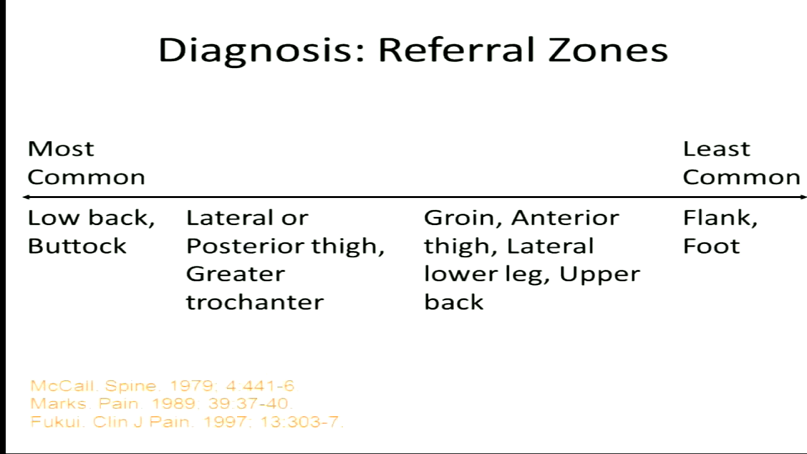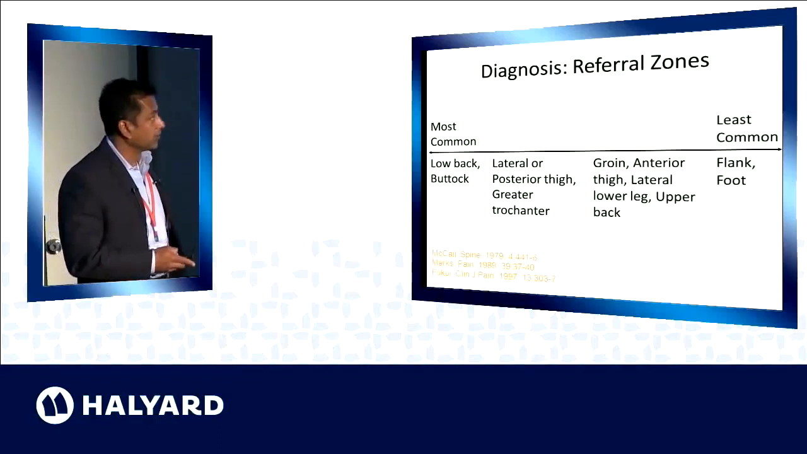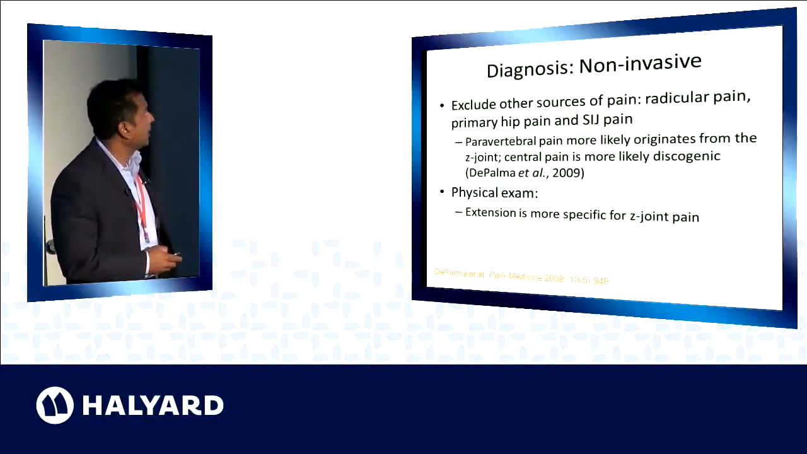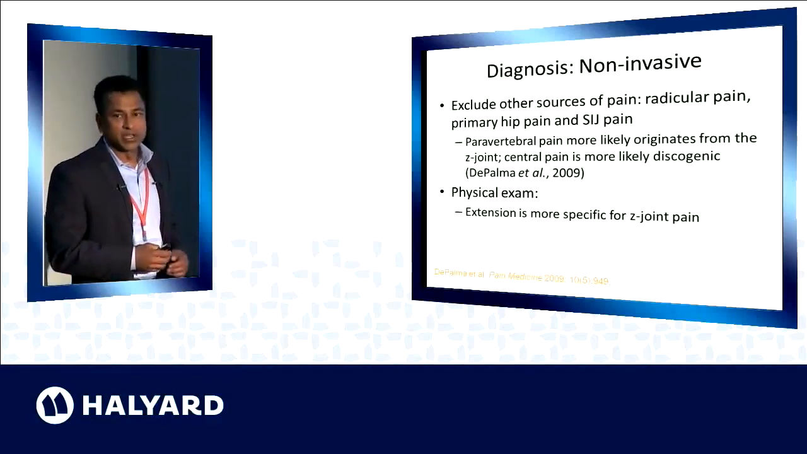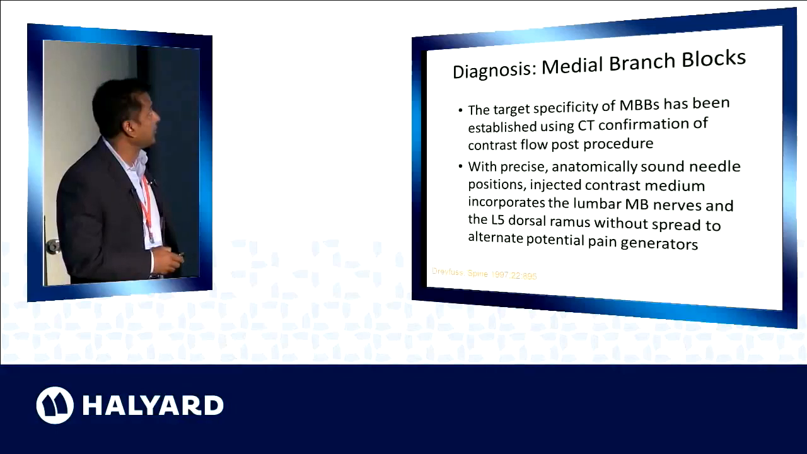It's not for leg pain or any other syndrome they have. And we know that most commonly lumbar facet pain is going to be axial paravertebral pain. Less likely it's going to radiate into the lateral or posterior thigh, and least likely into the more distal foot. Of course, we need to exclude any other pain generators before doing the rhizotomy, including radicular pain, hip pain, greater trochanteric bursitis, and SI pain, and this is typically how we would determine what the pain generator is. Paravertebral pain is much more likely than central pain to be facet-mediated, and it's extension-based pain.